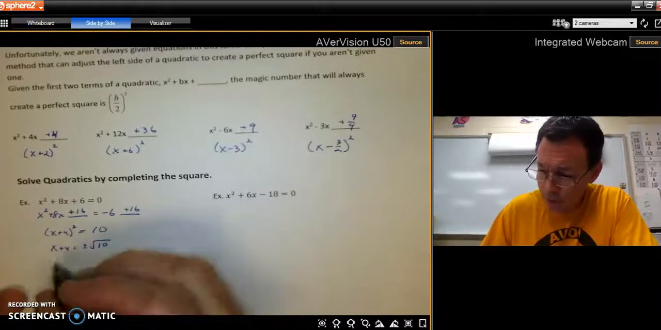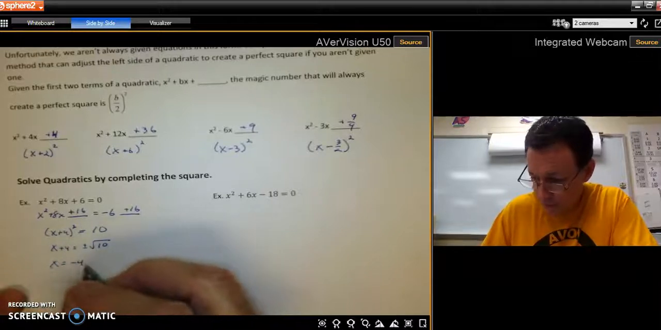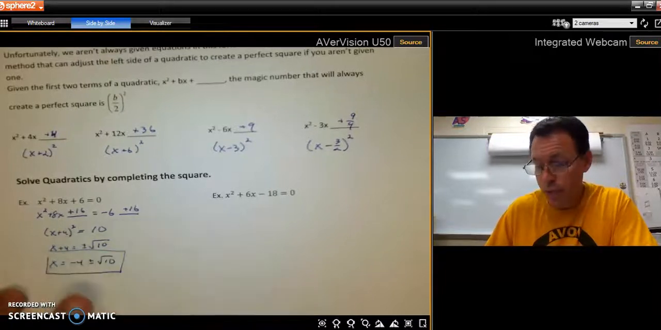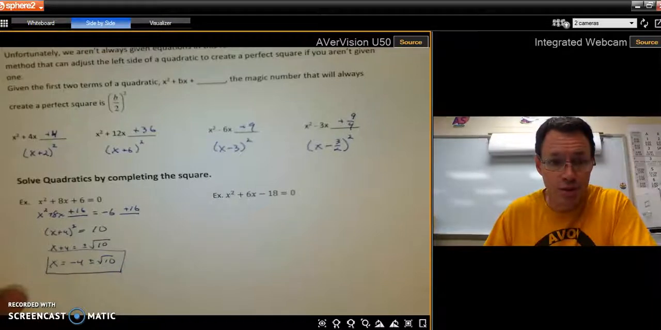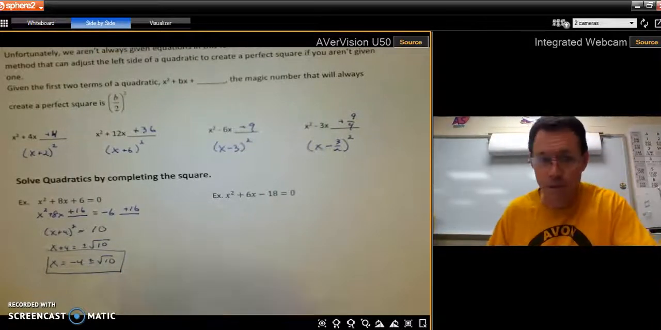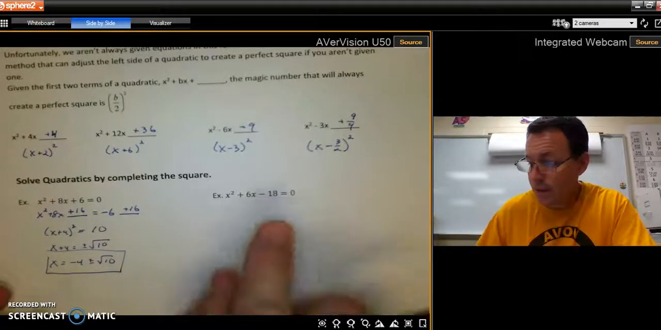And then I can move the 4 over, x equals negative 4 plus or minus radical 10. And those are my two solutions. Whatever negative 4 plus radical 10 is, and negative 4 minus radical 10, those are my two answers. But that's the exact form without rounding any decimals or anything. So that's perfect. Okay, look at the next one.